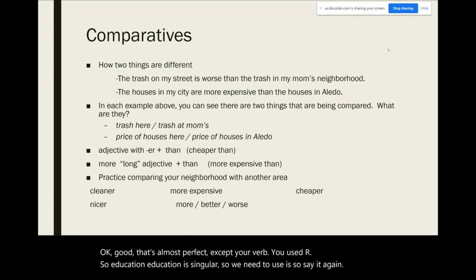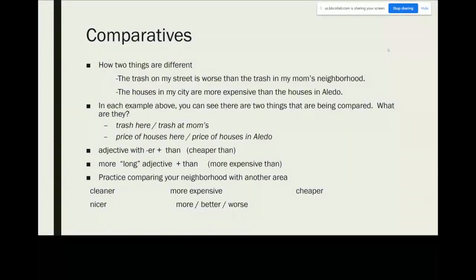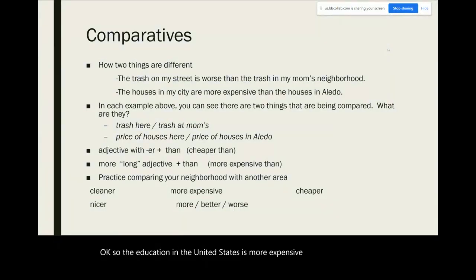So say it again. The education in the US is more expensive than in Mexico. Okay, so the education in the United States is more expensive than the education in Mexico. Yes. Good. One little thing, be careful with my Spanish speakers.